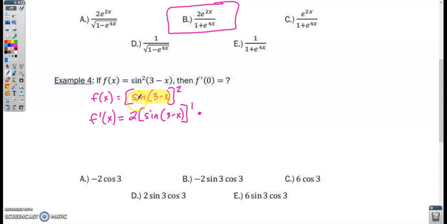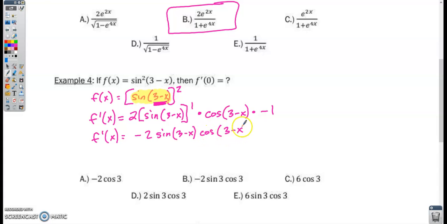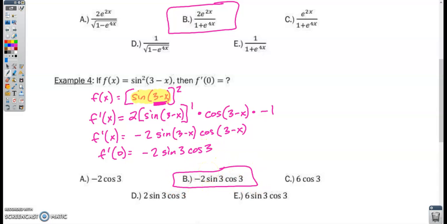So I'm going to take the derivative of the outside, derivative of sine, leaving the inside the same, times the derivative of the inside, the derivative of 3 minus x, which is just negative 1. And so f prime of x is equal to negative 2 sine of the quantity 3 minus x to the first, cosine of the quantity 3 minus x. If I evaluate this at 0, it's going to give me negative 2 sine of 3, cosine of 3. And so B is our answer choice.